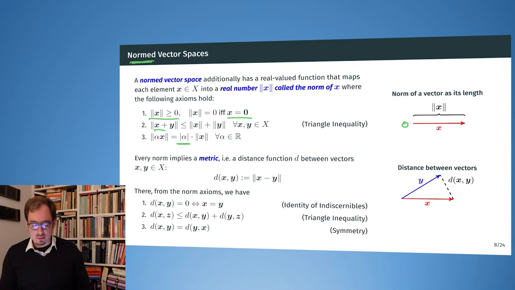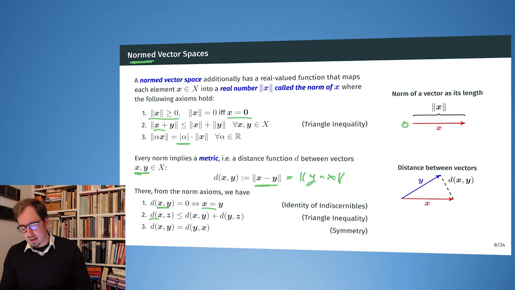Now when we have a norm, this norm automatically implies a distance function. When I have two vectors x and y, I can define the distance function between them as the norm of x minus y. And this is also symmetric, so this would also equal y minus x, the same distance. Just from the norm axioms, we have the following axioms for the distance. For example, the distance between x and y is only zero if x is equal to y. This is also known as the identity of indiscernibles. If I cannot distinguish two elements by the distance, then they have to be identical. Then the triangle inequality, we also have that for the distance metric, and also symmetry. We saw that just before.